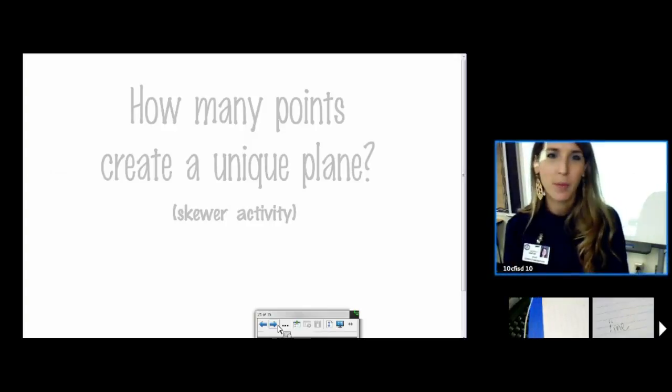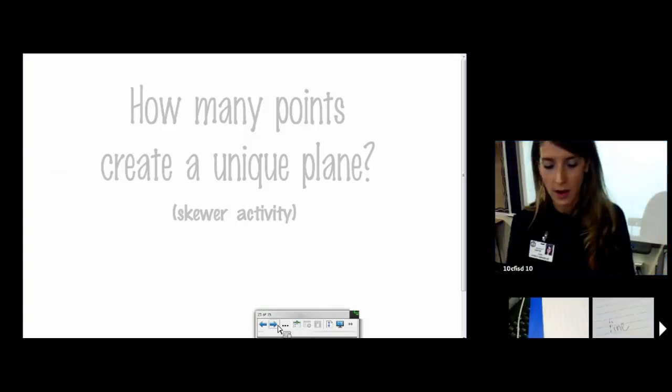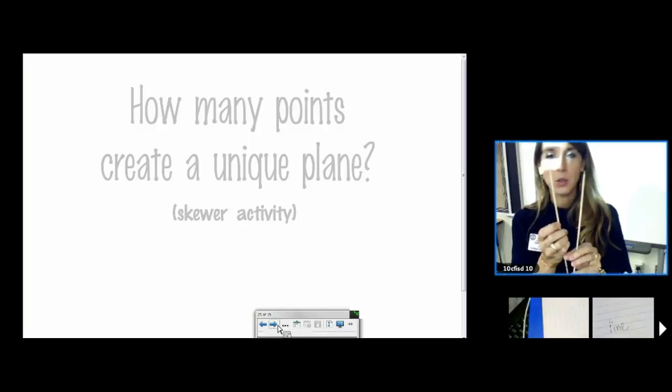An infinite number of planes. One point is not enough to create a unique plane. Sorry. Okay, let's try two. I have two points.